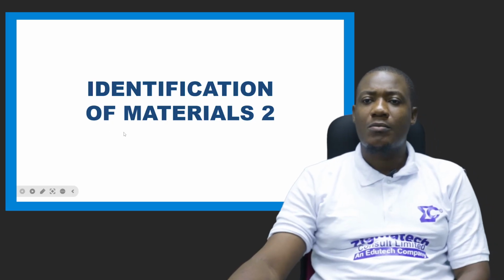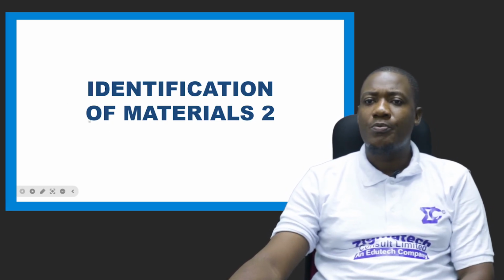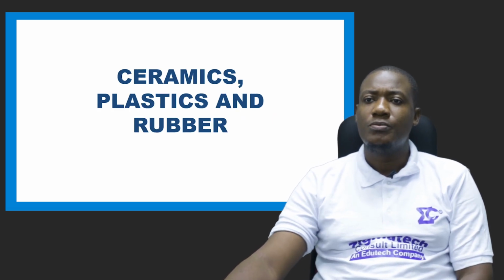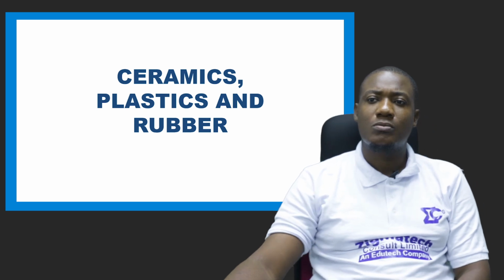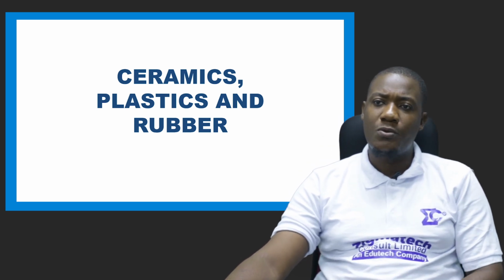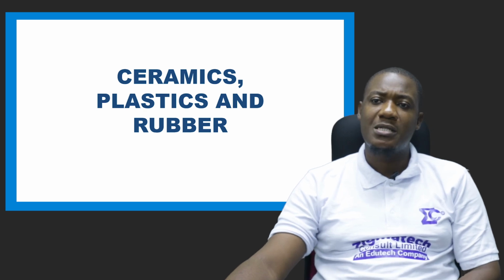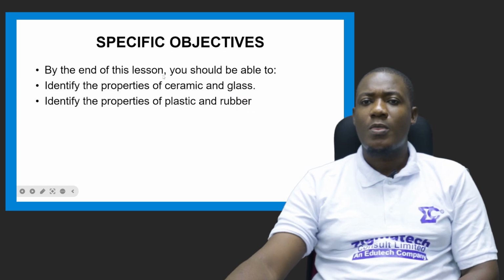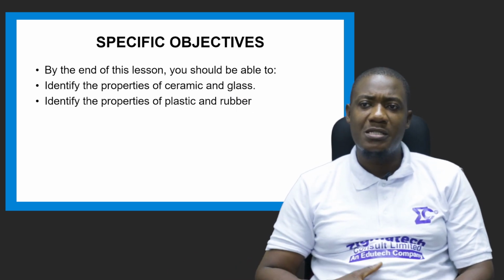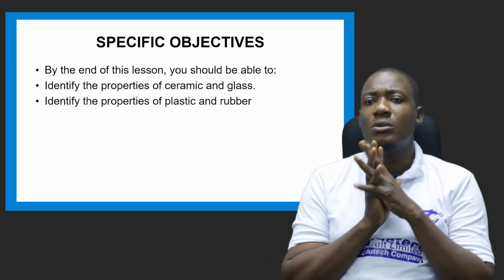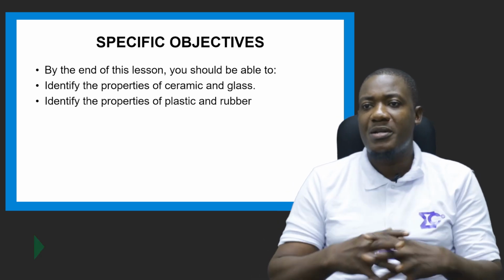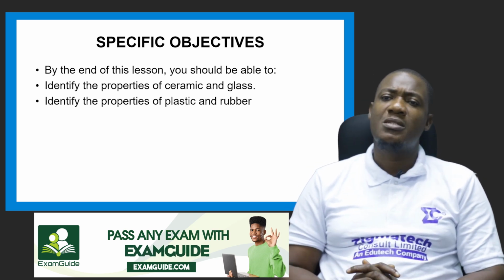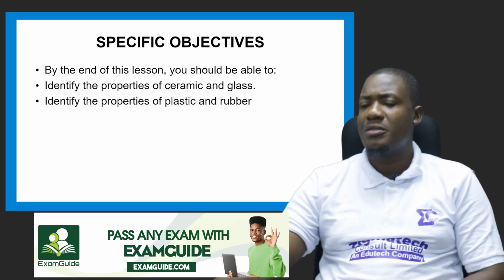Welcome back. Today, we'll talk about identification of materials 2. Under this, we're going to talk about identification of ceramic, plastic, and rubber. By the end of this lesson, you should be able to identify the properties of ceramic and glass, and identify the properties of plastic and rubber.